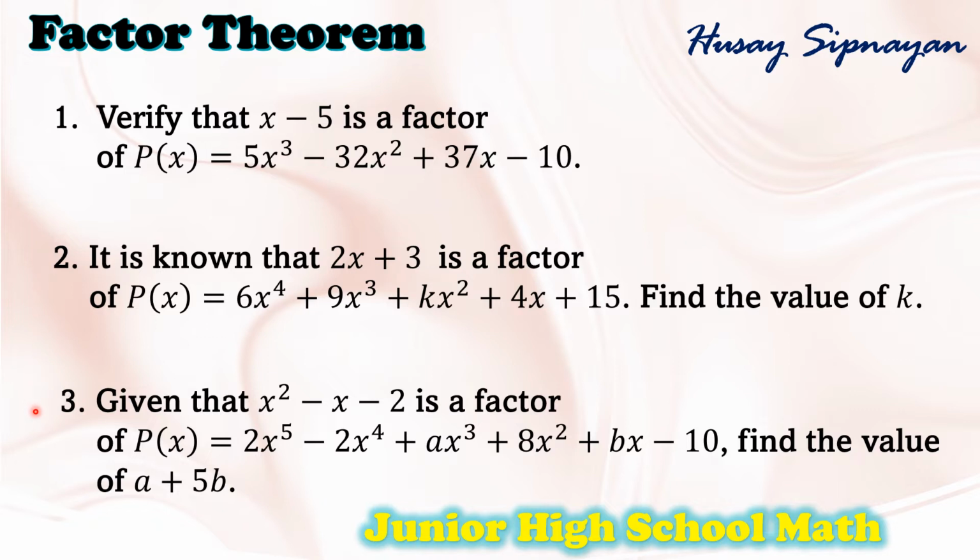At ang pangatlo, given that x squared minus x minus 2 is a factor of p of x equals 2x to the 5th power minus 2x to the 4th power plus ax cubed plus 8x squared plus bx minus 10. Find the value of a plus 5b.